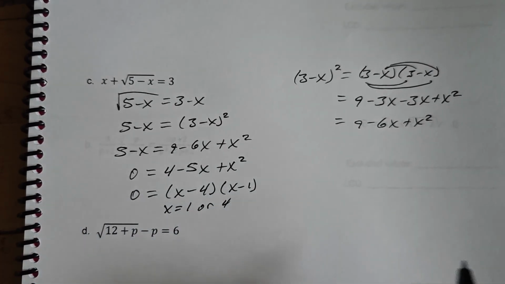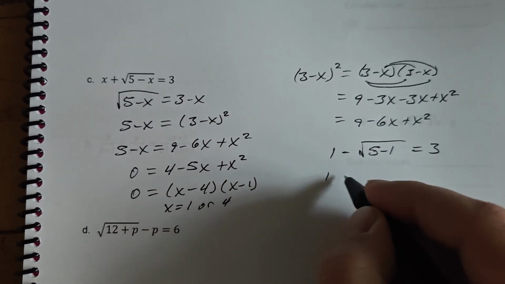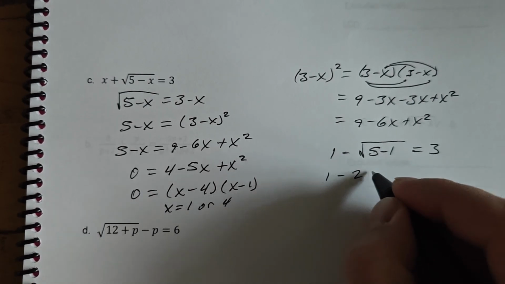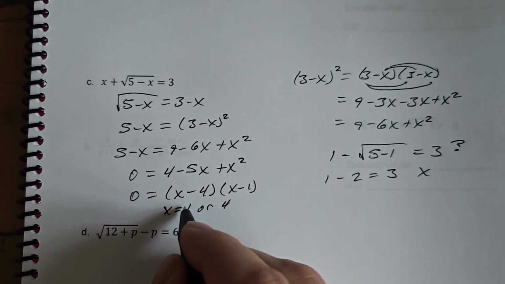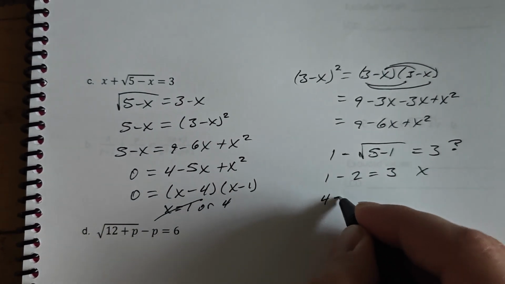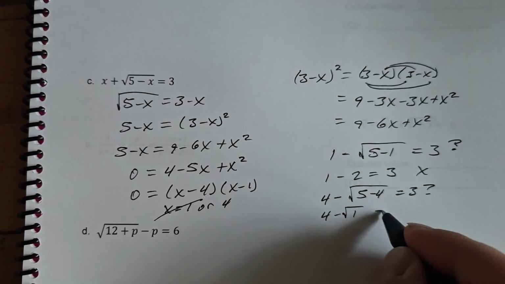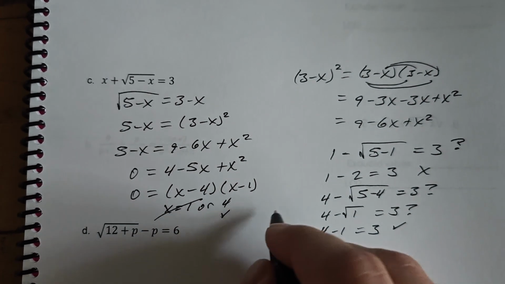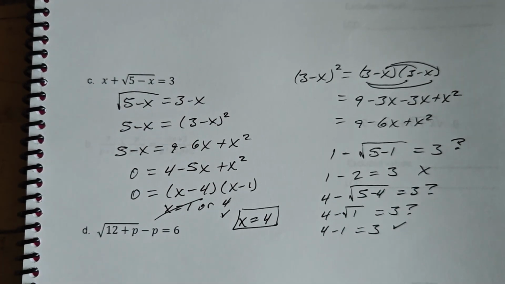Then check both of those. Square root of 5 minus 1 is square root of 4, which is 2. 1 minus 2 does not equal 3. So that's not a solution. Then or positive 4. 4 is a solution. So x equals 4 is the only solution.